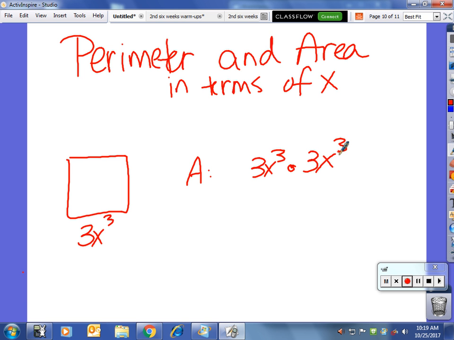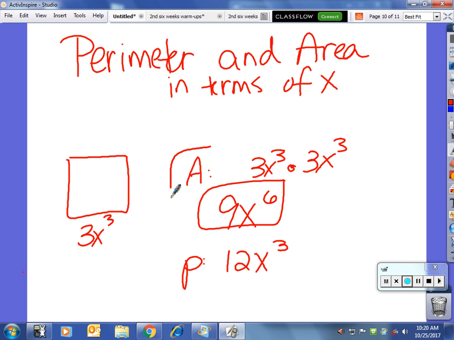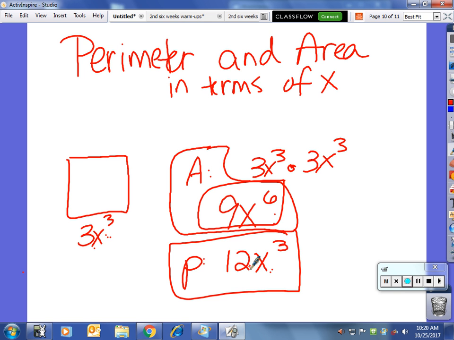What's 3x to the third times 3x to the third? 9x to the 6. And then perimeter, you just take the side and multiply it by 4. So what's the perimeter? 12x to the third. Please keep in mind, I've said it over and over, on area, your exponents are not the same as what you started with. On perimeter, your exponents stay exactly the same because you're just adding sides, adding like terms.